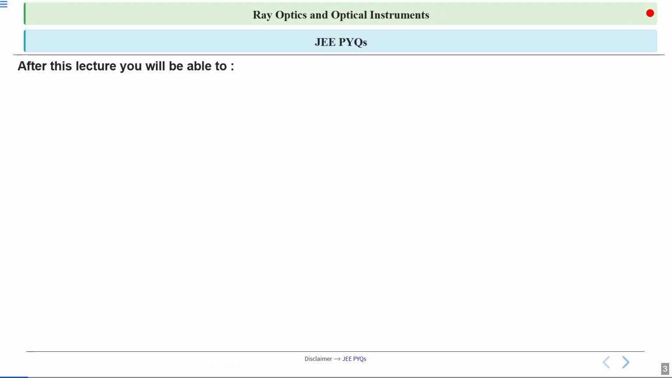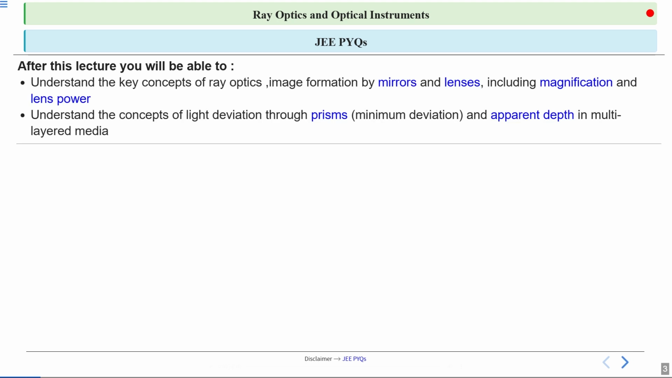So by the end of this session, you will have a solid understanding of how light interacts with mirrors and lenses. We'll explore key concepts like image formation, magnification, and focal length and power. So let's delve into the specifics of ray optics. We will start by examining how light behaves when it encounters mirrors and lenses. Pay attention to terms like magnification and lens power, as they are crucial for understanding how images are formed.